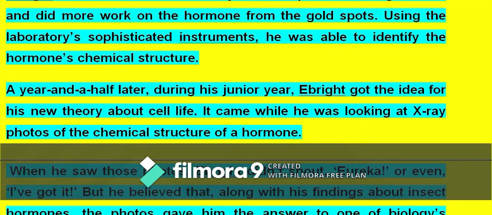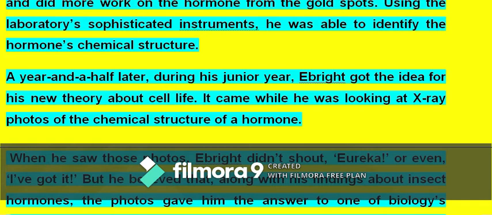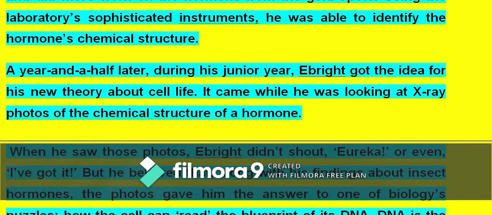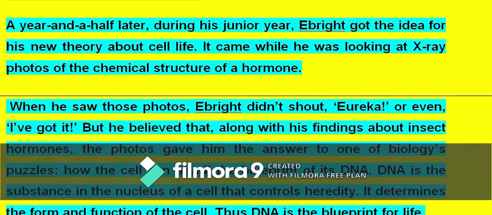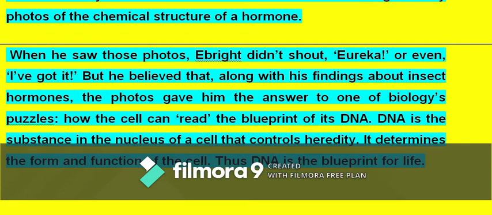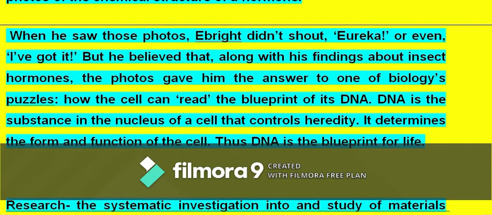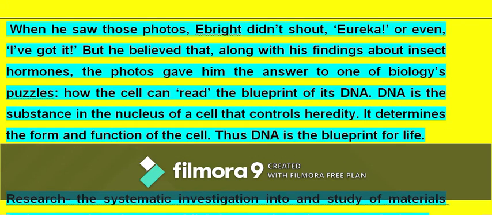A year and a half later, during his junior year, Ebright got the idea for his new theory about cell life. It came while he was looking at X-ray photos of the chemical structure of a hormone. When he saw those photos, Ebright didn't shout, Eureka, or even, I have got it, but he believed that along with his findings about insect hormones, the photos gave him the answer to one of biology's puzzles: how the cell can read the blueprint of its DNA. So this discovery took place.